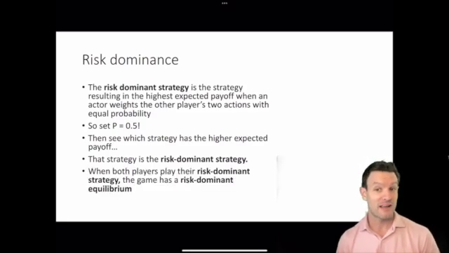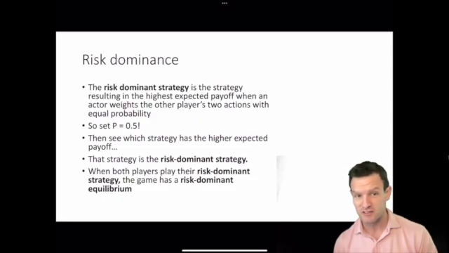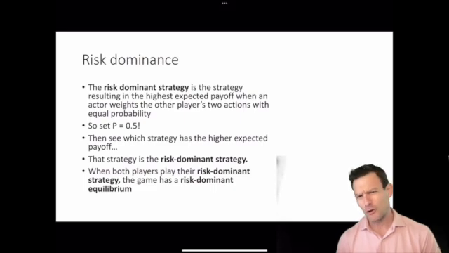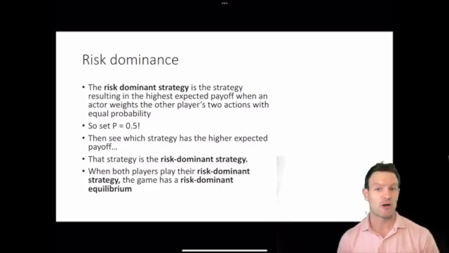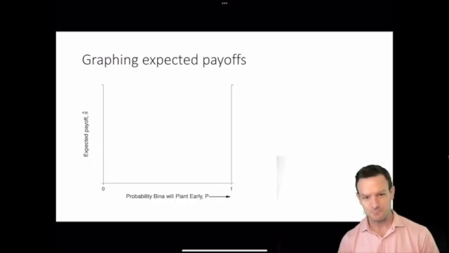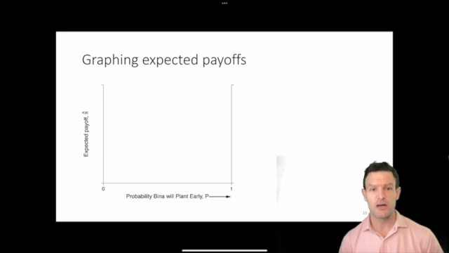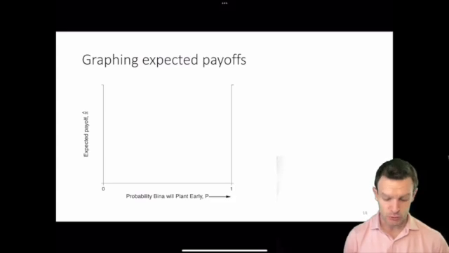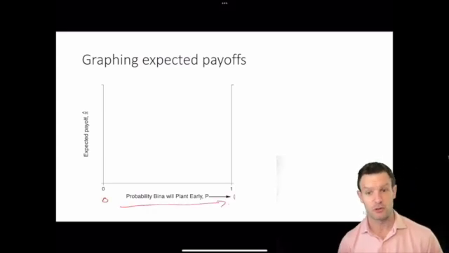Then, if both players play their risk-dominant strategies, the game has a risk-dominant equilibrium. Okay, so how are we going to think about this and how could we visualize it? Well, let's think about how to visualize our expected payoffs. So, along the x-axis, we have the probability that Bina will plant early, and that is equal to P. And so, as P goes from 0 to 1, we can see it's increasing there from 0 to 1.